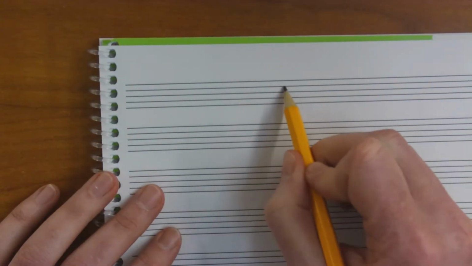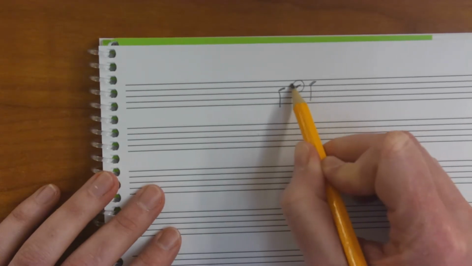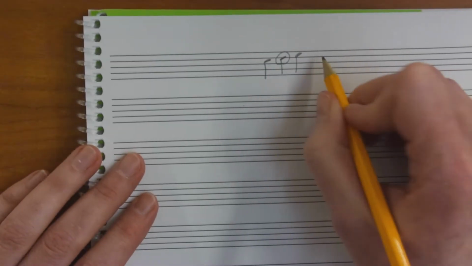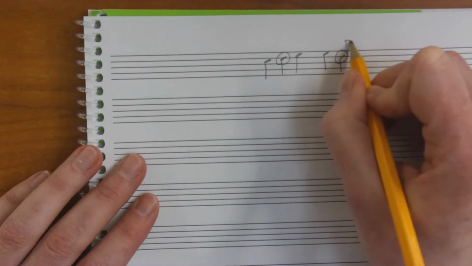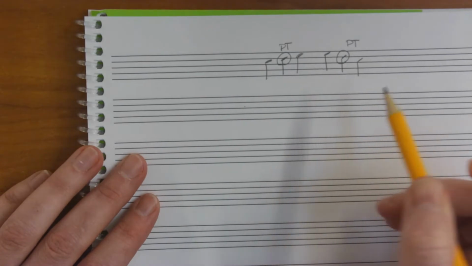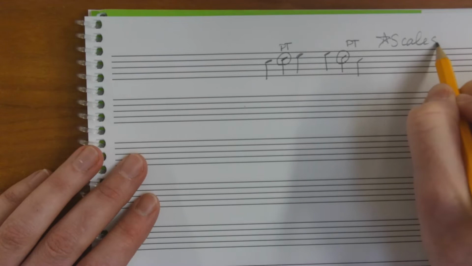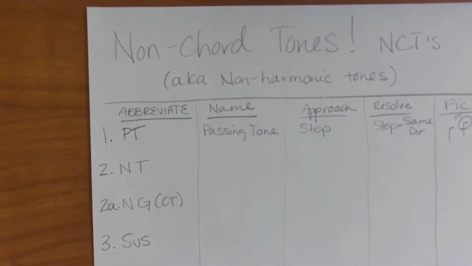If you would like to do it on staff paper so that you can see, a passing tone is in fact one step away. Each one of them is a second, okay? And they can go either direction. And again, to do it in notation, you circle where it is, and then you write PT next to it. These are like scales, folks. Scales. Go team. All right, so that's passing tone.